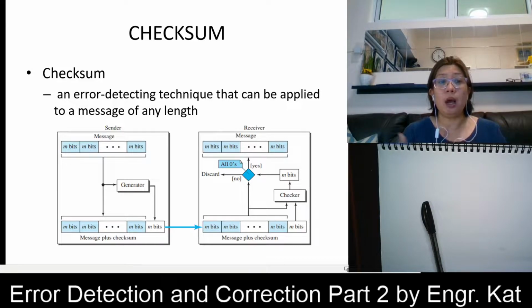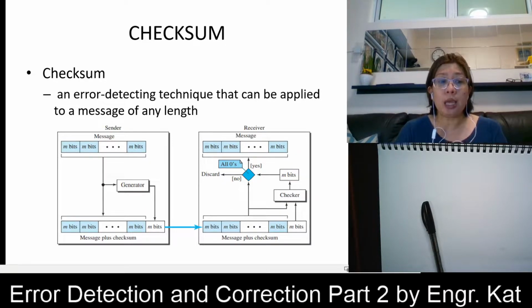That checksum will be sent together with the message. So the message now includes the actual message plus your generated checksum. Looking at the destination, we have a checker. The checker creates a new checksum from the combination of the message and the sent checksum. If the new checksum is all zeros, the message is accepted. Otherwise, the message is discarded.